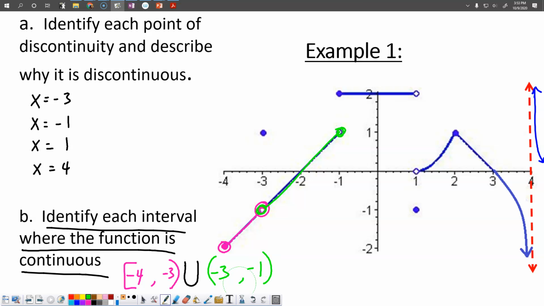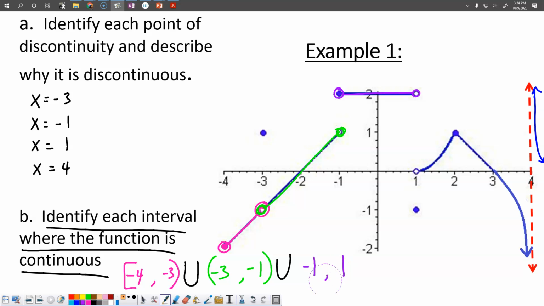Let's do another one. The next interval starts from here and ends here. I didn't have to pick up my pencil at all between those two points. And so that's another interval where the function is continuous. So I'm going to put another U, and now we're going from x equals -1 to x equals +1.